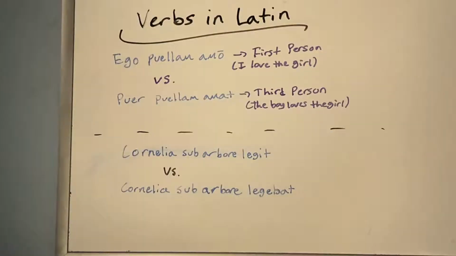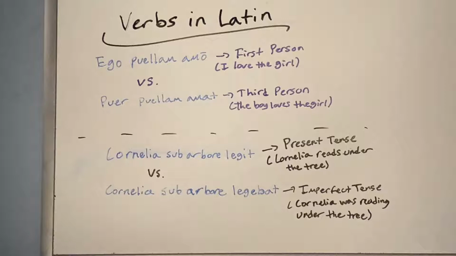Another sentence here is Cornelia sub arbore legit and Cornelia sub arbore legebat. Here, the subject is the same between the two sentences. It's Cornelia in both sentences, so we know that there is not a person change, we know that there's not a number change. So, this would be an example of a tense change. We've changed from the present tense, as we will learn, it is the present tense ending for a certain group of verbs, and we will also learn that the ebat is a certain ending for another group of verbs. The first one is in the present tense, the second one is in the imperfect tense, which is one of the ways to denote past tense in Latin. So as we see there, the tense of the sentence has changed, and we know this because of the ending of the verb.